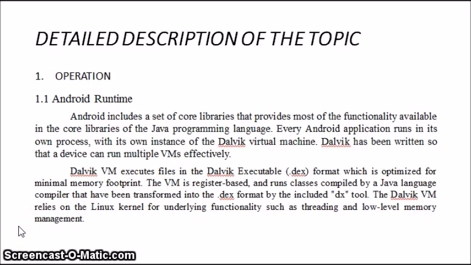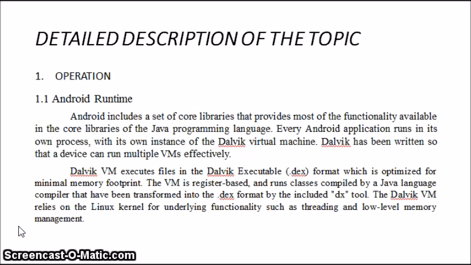Here I would like to go with a detailed description of the topic: the Android runtime. Android includes a set of core libraries that provides most of the functionality available in the core libraries of the Java programming language. Every Android application runs in its own process with its own instance of the Dalvik virtual machine. Like I said, Dalvik has been written so that a device can run multiple virtual machines effectively. The Dalvik virtual machine executes files in the Dalvik executable format, that is .dex format, which is optimized for minimal memory footprint.